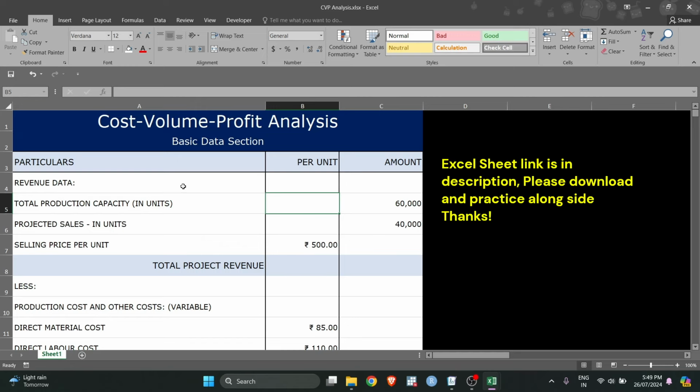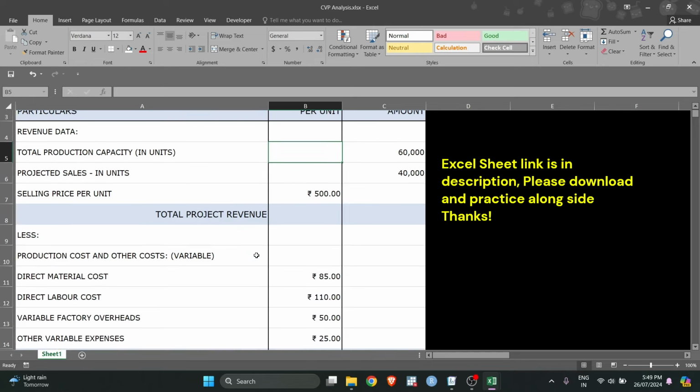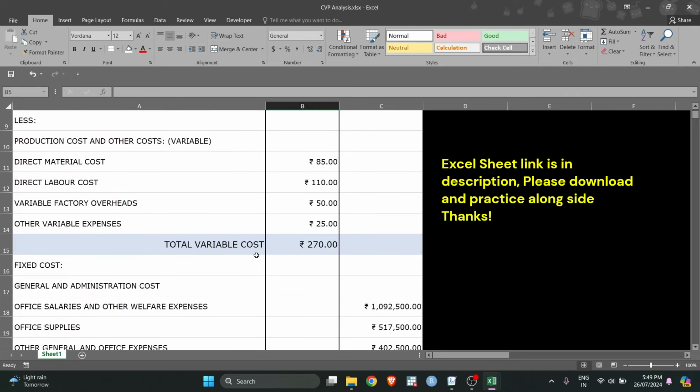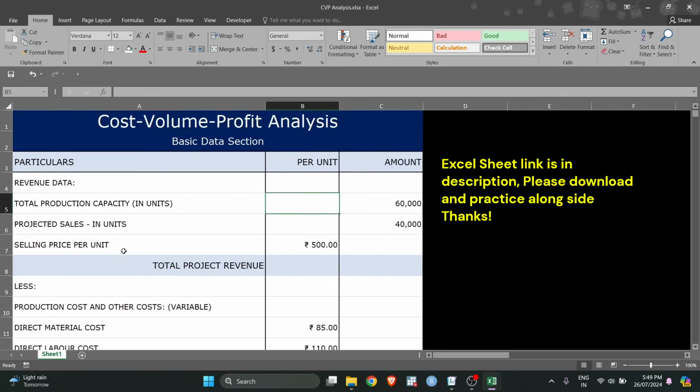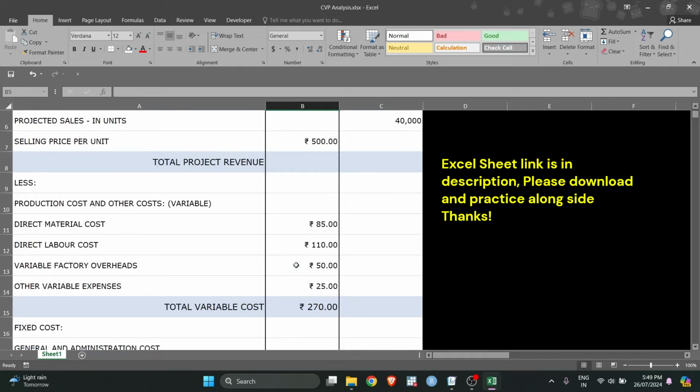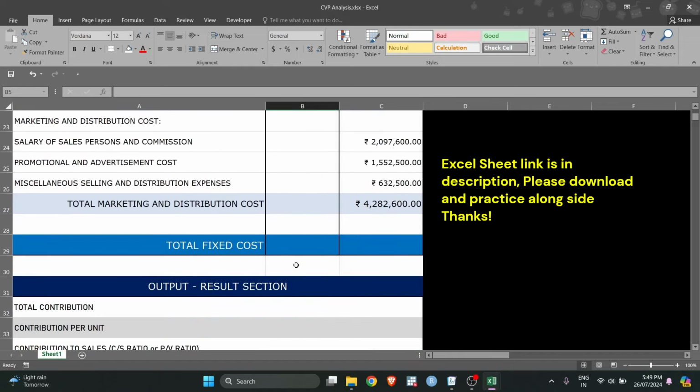So by the end of this recording, you will be able to see a graph. But before that, let me show you. These are the basic informations which I have been given with the sales price. This is the variable cost. This is the total cost. Then we will be finding out the output.